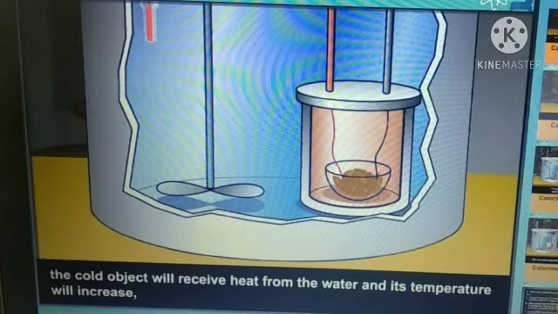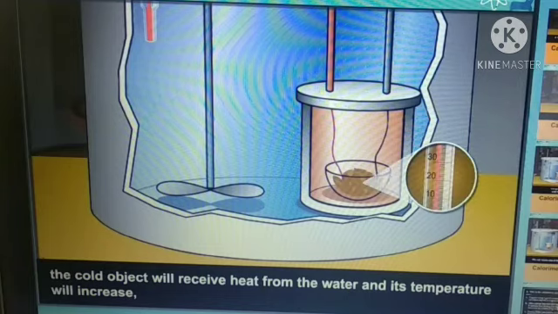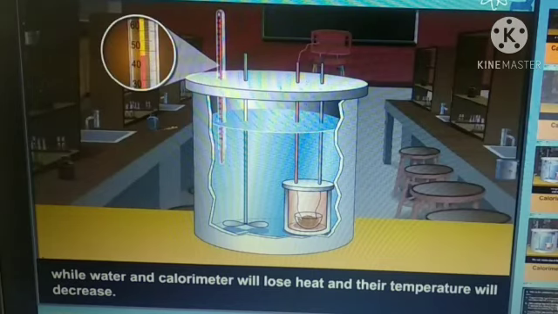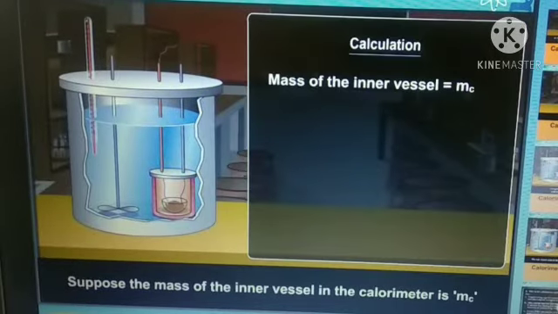Similarly, if we put a cold object in the calorimeter, the cold object will receive heat from the water and its temperature will increase, while water and calorimeter will lose heat and the temperature will decrease.